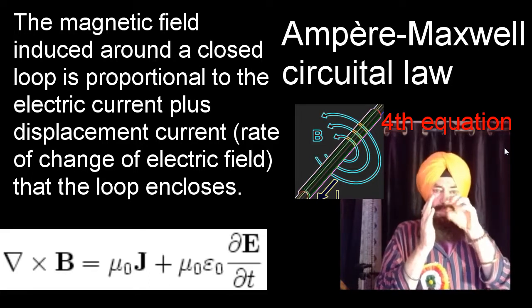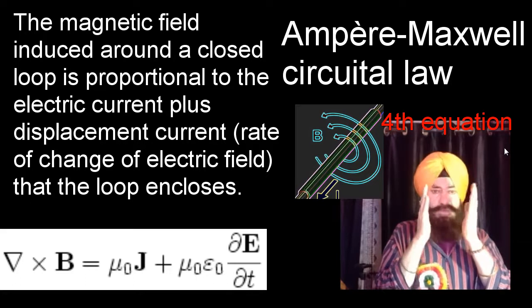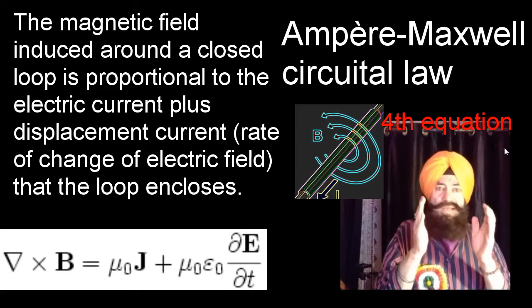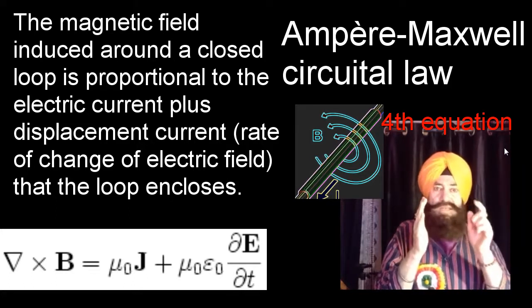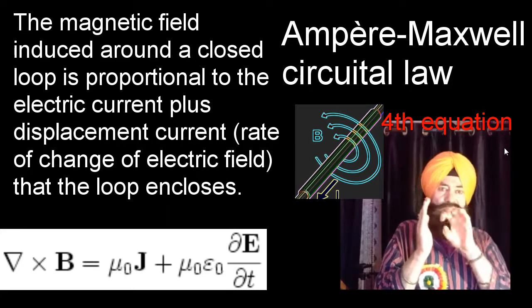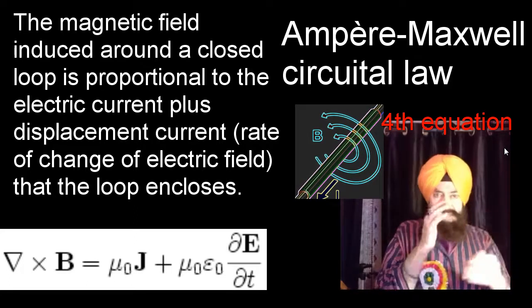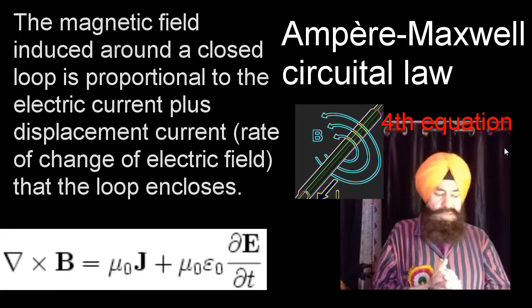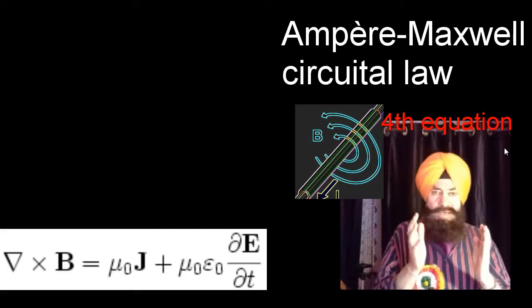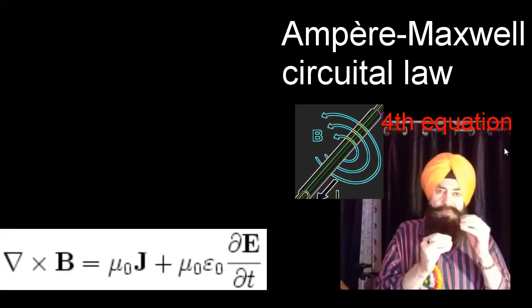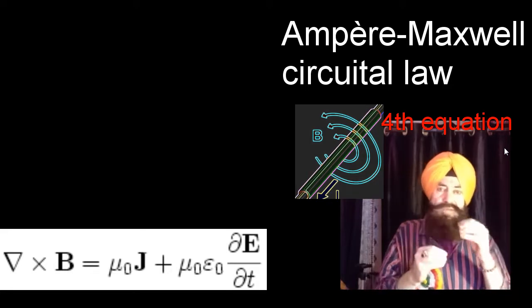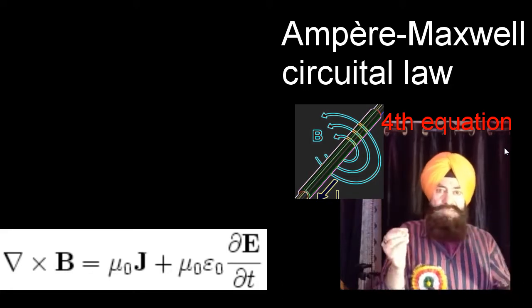There will be current in the space between the plates of the capacitor, that is called the displacement current, and that relation is curly E by curly T. The electrical flux is changing with respect to time. So the displacement current is because the electrical field is changing with respect to time. Conduction current is because the charge is flowing.